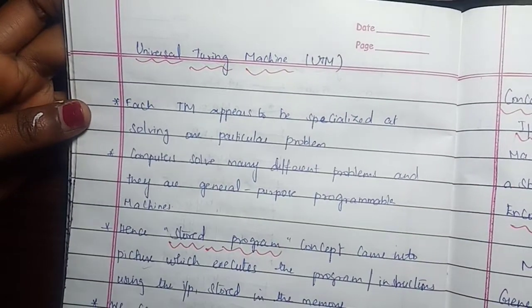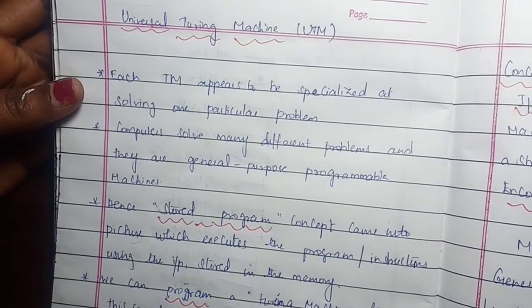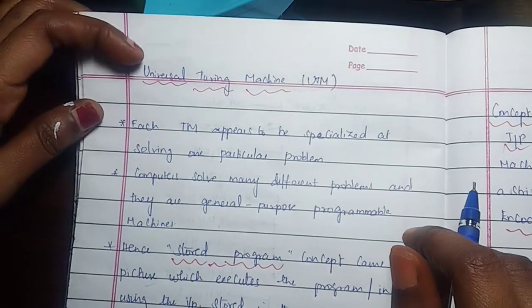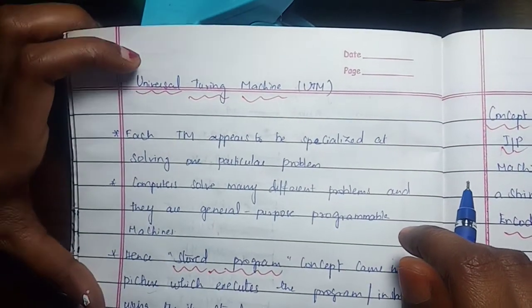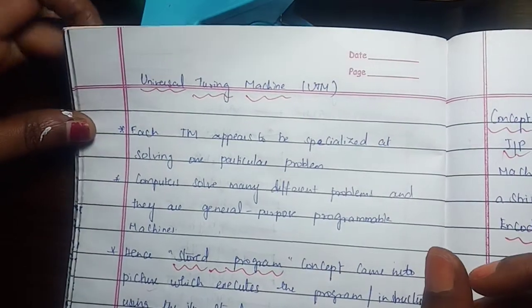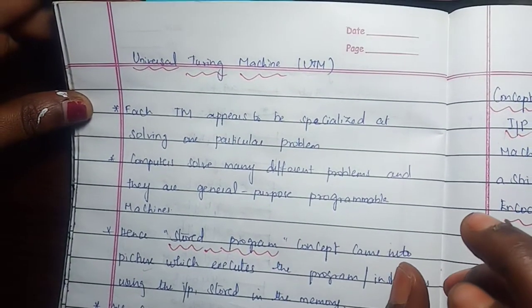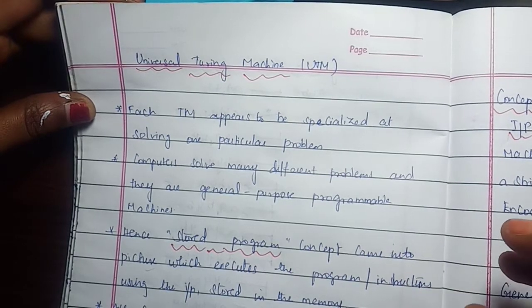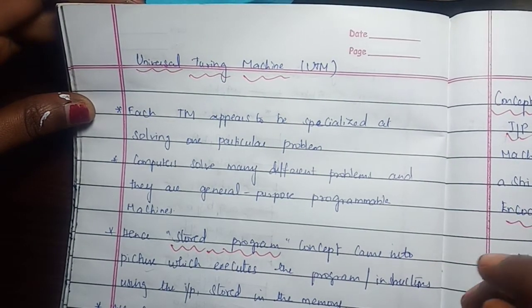Welcome to the session. Now we are going to see about universal Turing machine. So far we have seen a few problems on Turing machine. When we see this Turing machine, each Turing machine appears to be specialized in solving a particular problem. Computers solve many different problems and they are known as general purpose programmable machines.